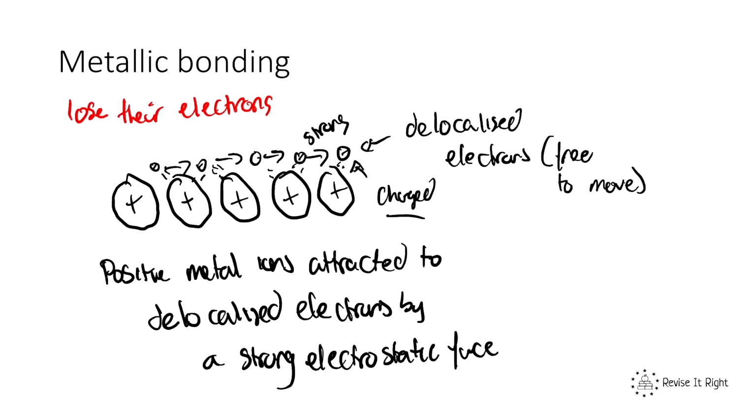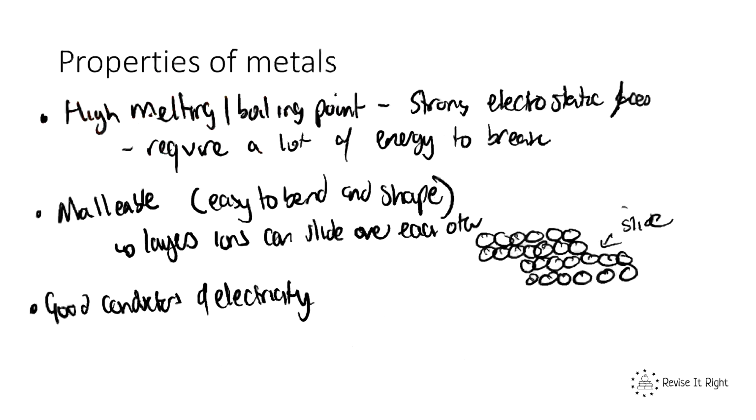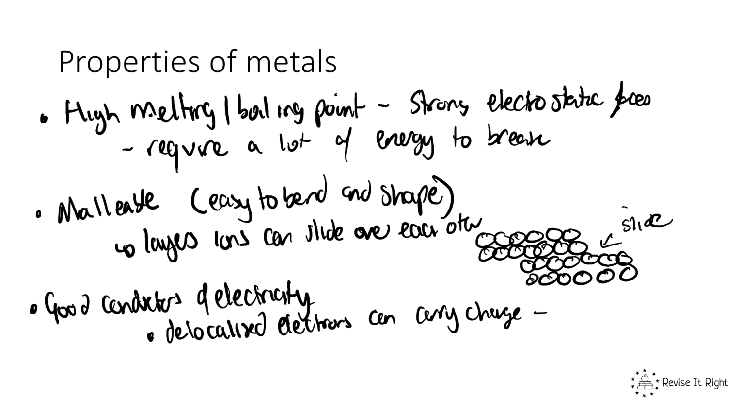So why are they good conductors of electricity? Because they have delocalized electrons which can carry the charge. So therefore they can conduct electricity. So properties so far: high melting and boiling point, they're malleable, and they're good conductors of electricity.